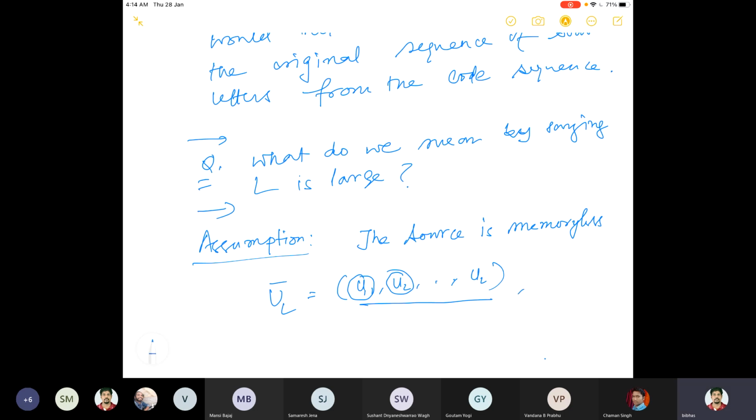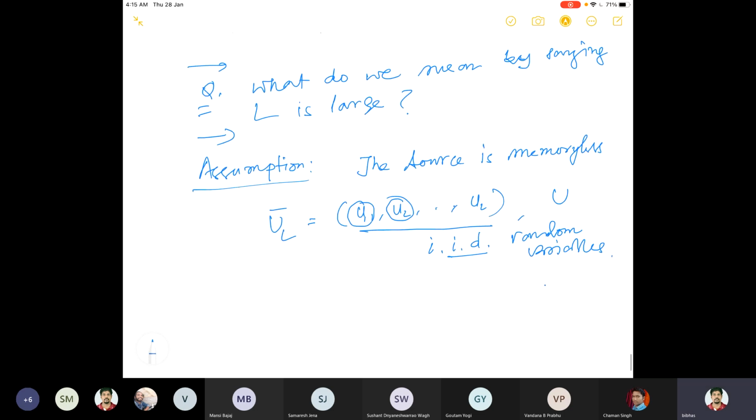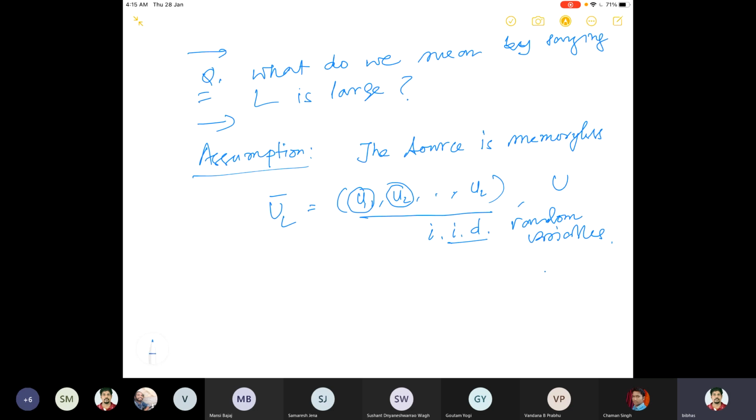What is the random variable here? This random variable means picking a letter from A1, A2, up to AK. So these are IID: independent and identically distributed random variables. U1 is independent of U2, U2 is independent of U3, and so on. There is no dependency between these random variables if you treat them as random variables.